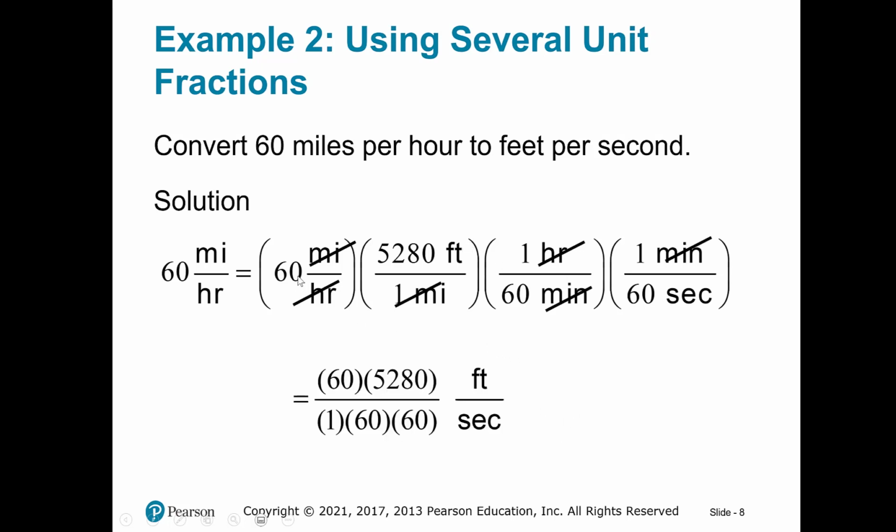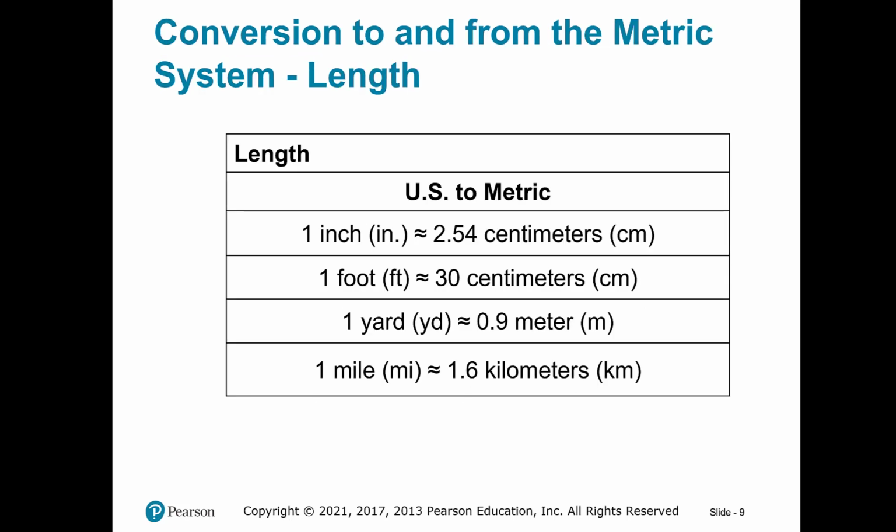In the numerator, I end up with 60 times 5,280, and I've got the feet units. In the denominator, I've got a 1 here, and then a 60 and a 60. And so I end up with 88 feet per second. So 60 miles per hour is the same thing as 88 feet per second.